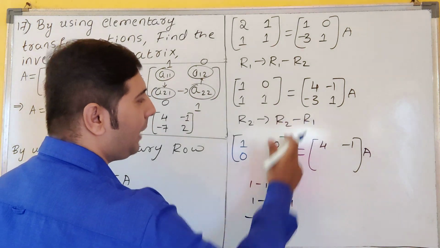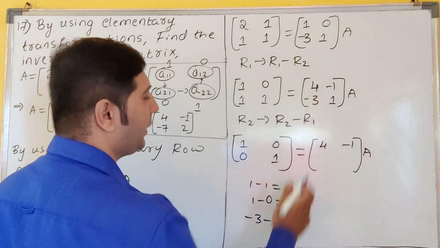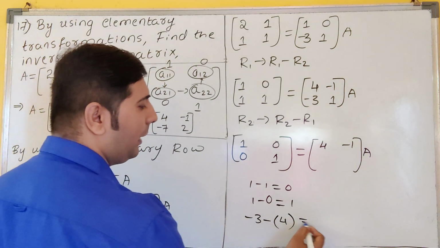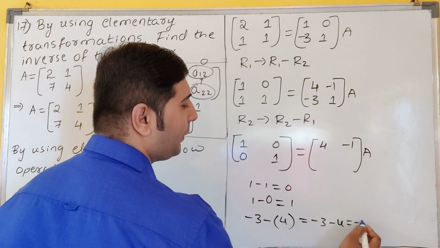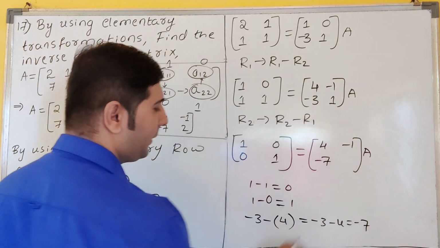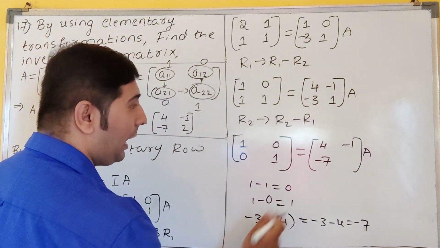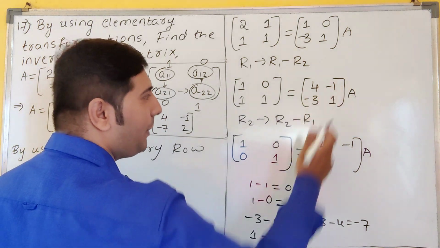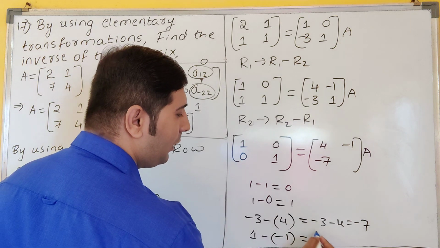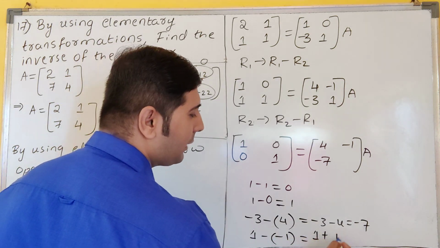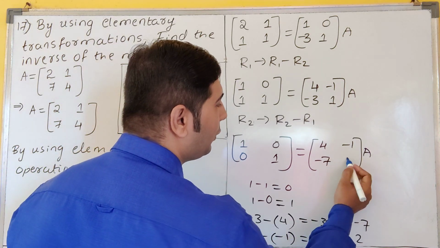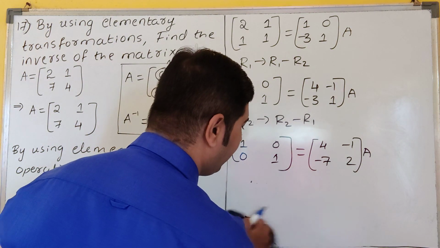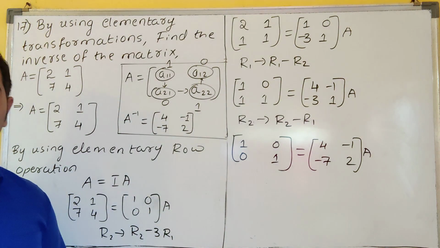So R2 is how much? Minus 3. Minus R1 is how much? 4. How much will you get? Minus 3 minus 4. Minus 3 minus 4 is how much? Minus 7, dear students. So R1 is how much? R2 is how much? 1 minus R1 is how much? Minus 1. Minus into minus plus 1. 1 plus 1 is 2, dear students. Yes or no? I will erase this. This is not required. Clear?